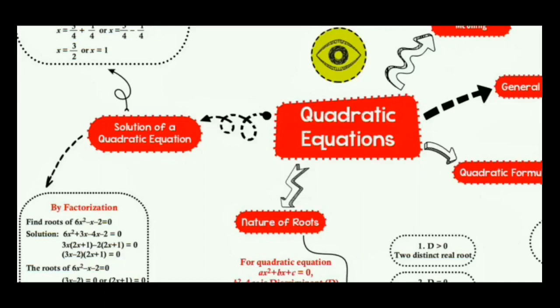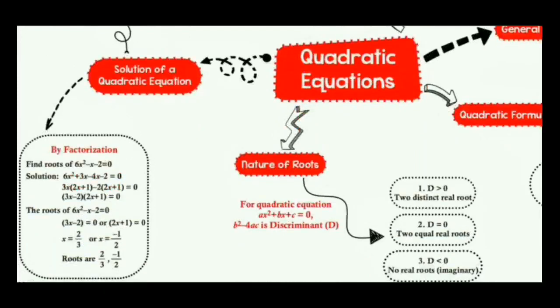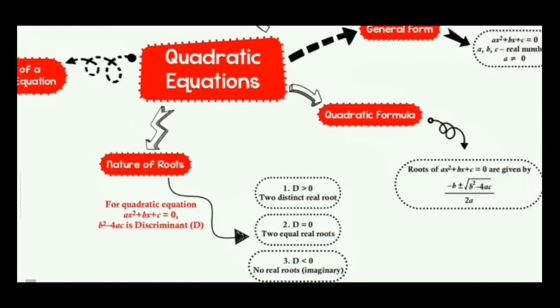The first method to find the solution of the quadratic equation is the factorization method. We have already discussed this method in 9th class and in 8th class. In this method, we split the middle term and get the factors of the quadratic equation, and when we equate these factors to 0 we get the values of x. This method is known as the factorization method. And another method is the quadratic formula.